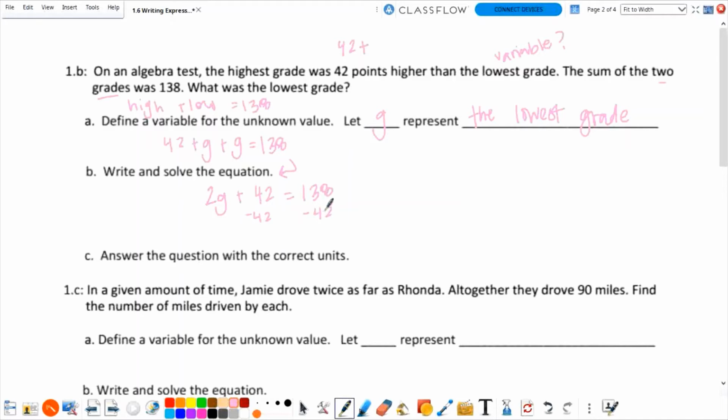138 minus 42 gives us 96. So we have 2G equals 96. And then we're going to divide by 2 to get G by itself. So 96 divided by 2 gives us 48. So your lowest grade was a 48. Answer the question with the correct units. That just means basically write it out.